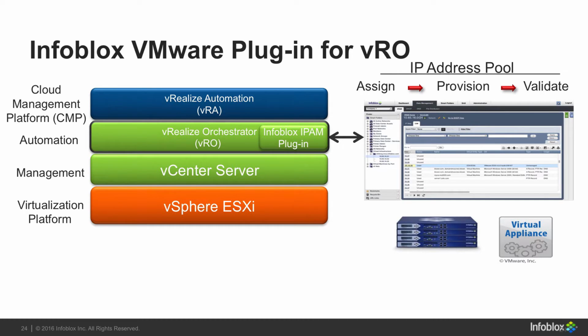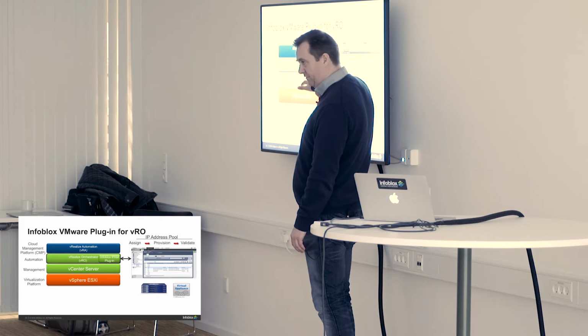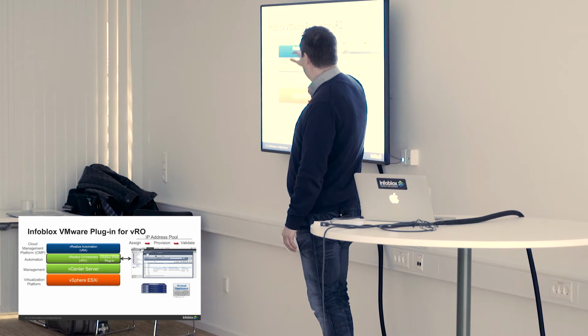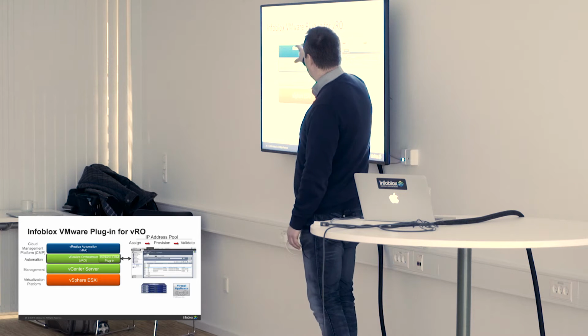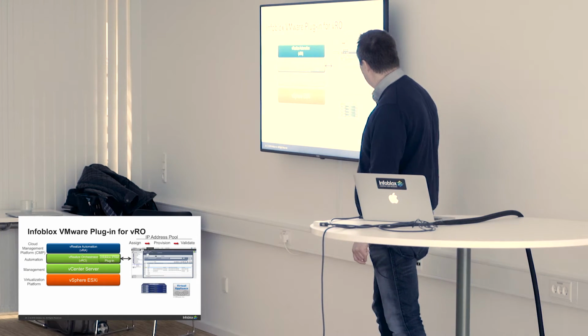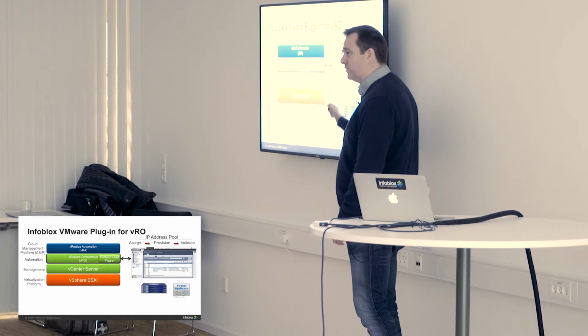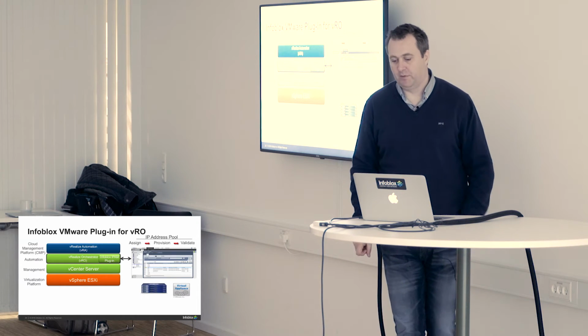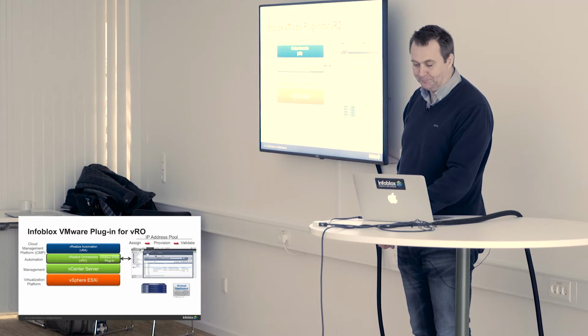Well, it lives on the orchestrator. So it's a plugin that is added on the orchestrator. So you have your virtual infrastructure, your ESX server, maybe a vCenter on top of it, and then an orchestration platform. And then vRealize Automation, your cloud management platform, runs on top of it. And then basically it adds records on the fly in your IPAM when needed.